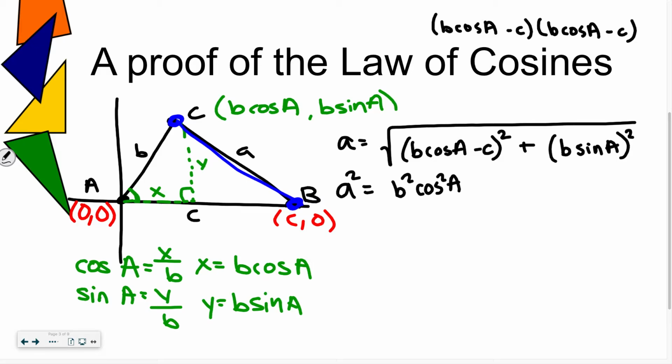And then my outside terms, I'm going to get a negative bc cosine a. And the inside is going to be the same. Negative bc cosine a. So I really have two that are negative bc cosine a.